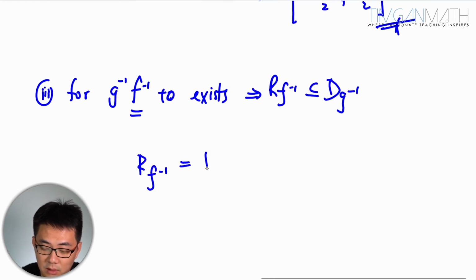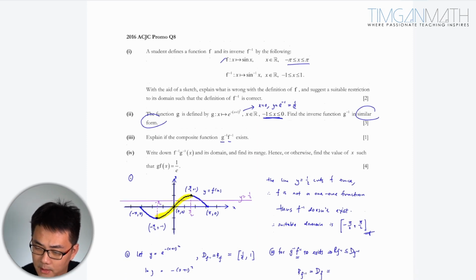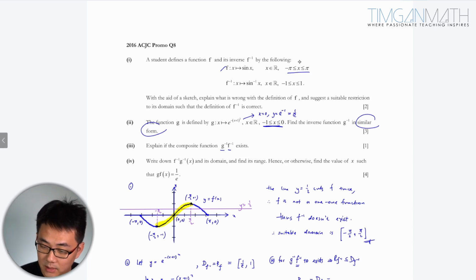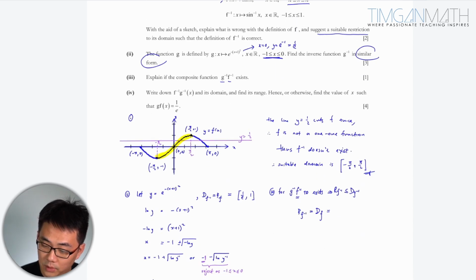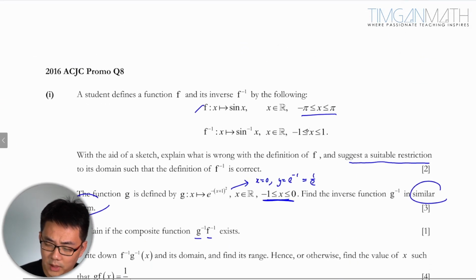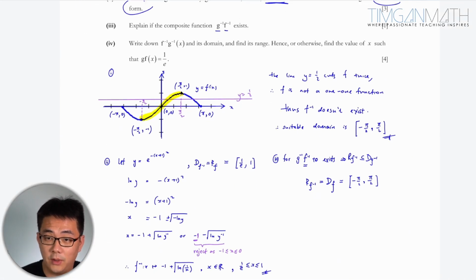Range of f inverse is the domain of f, which is actually minus pi to pi. Okay, it's not minus pi to pi because it suggests a suitable restriction here. So I am going to use what we found just now, which is minus pi over 2 to pi. I think the question is not clear. They should tell you to use the domain of the one that you found just now. For the rest of the question, they should say to just take this new domain here, which is minus pi to pi over 2.